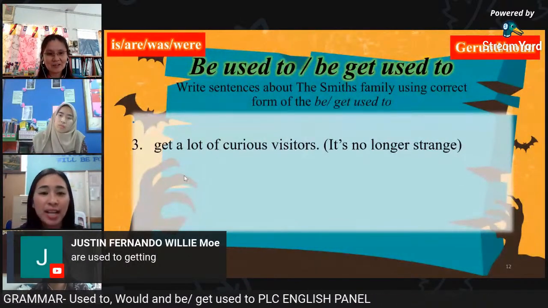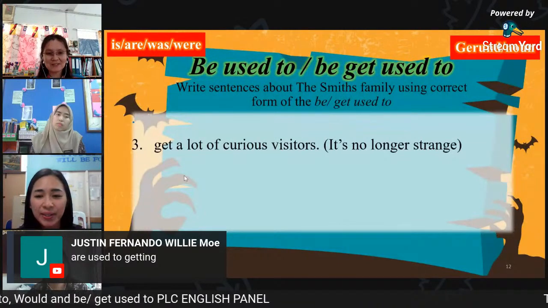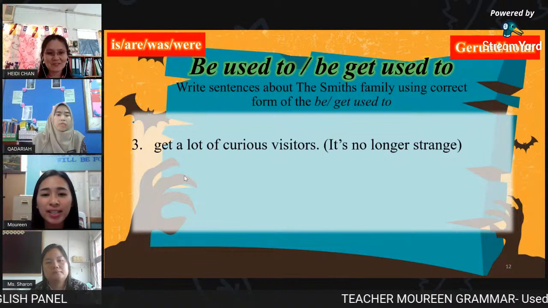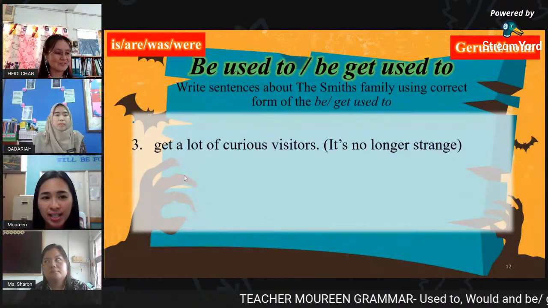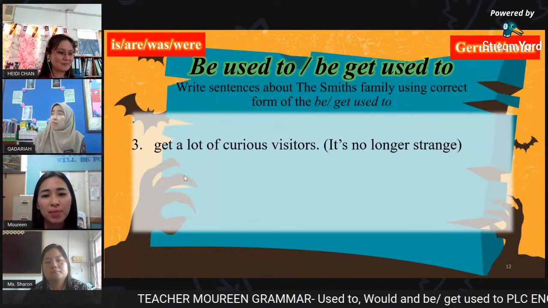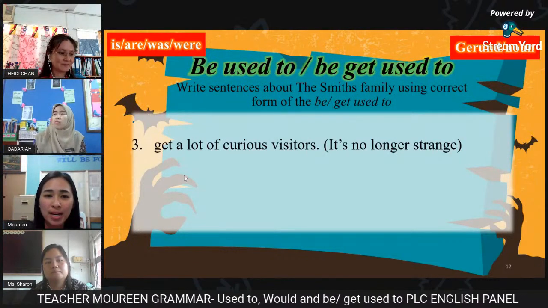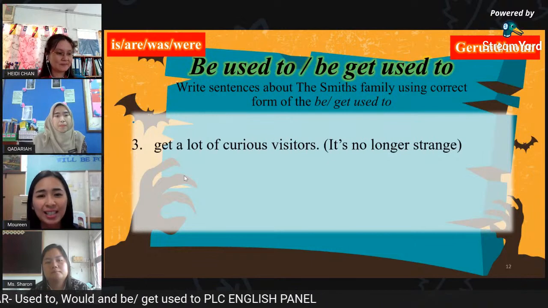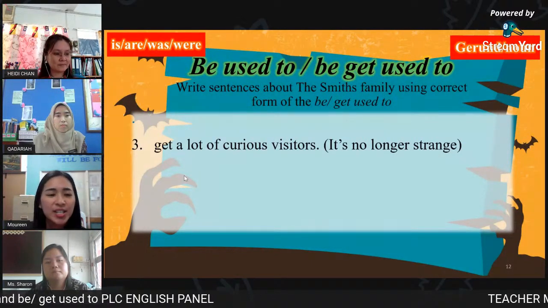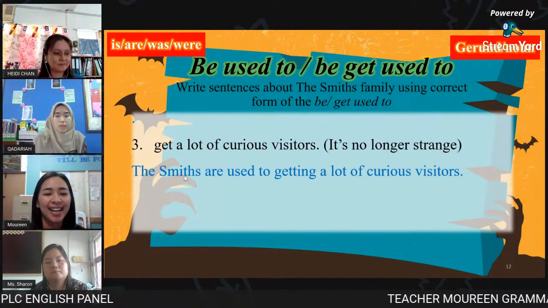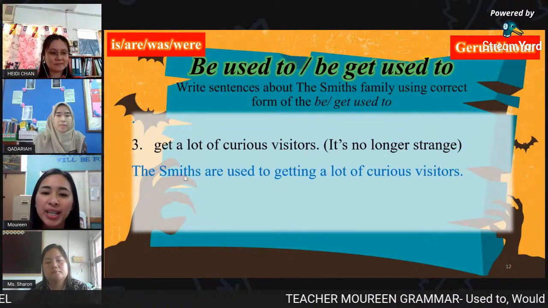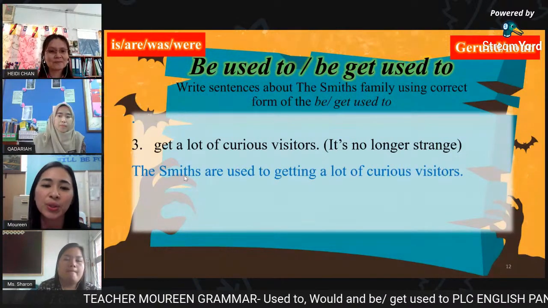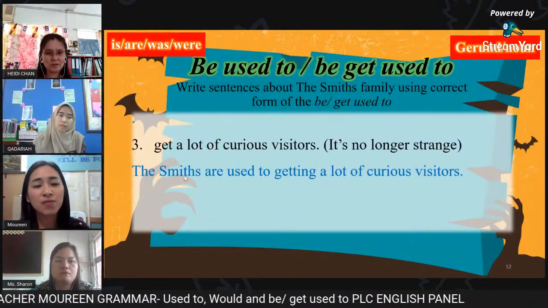Okay, so let me reveal the answer. If you get it wrong, try to think again, look at the clue given. It's no longer strange. Remember, be used to is for something that is familiar, normal, and be getting used is the process of getting normal or usual. So the answer is: are used to getting a lot of curious visitors.